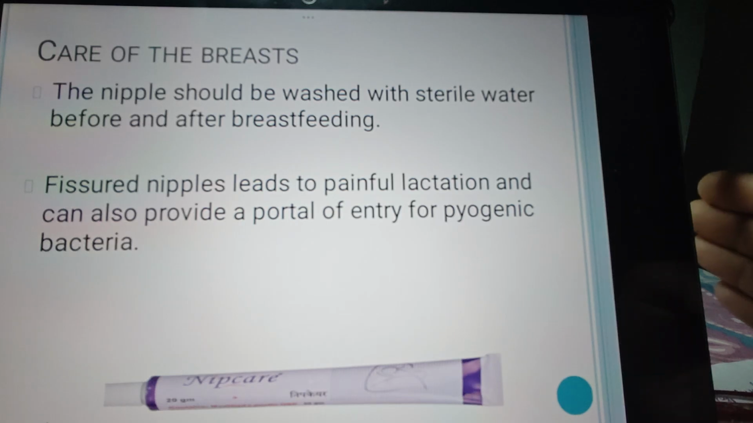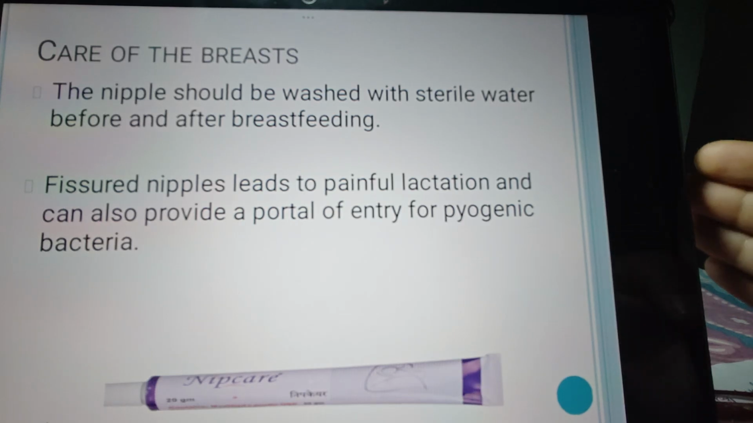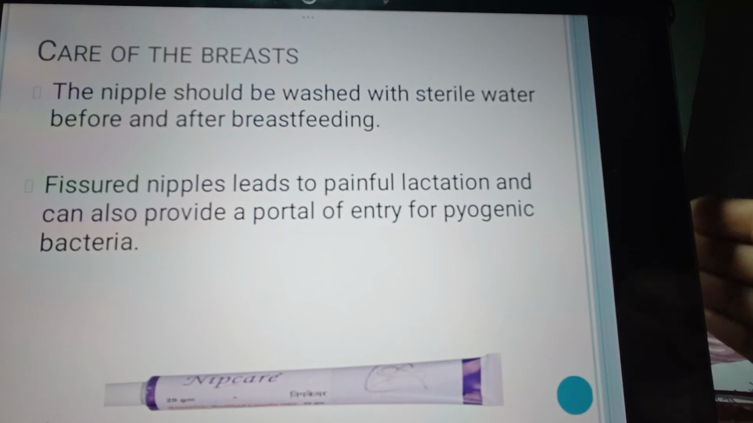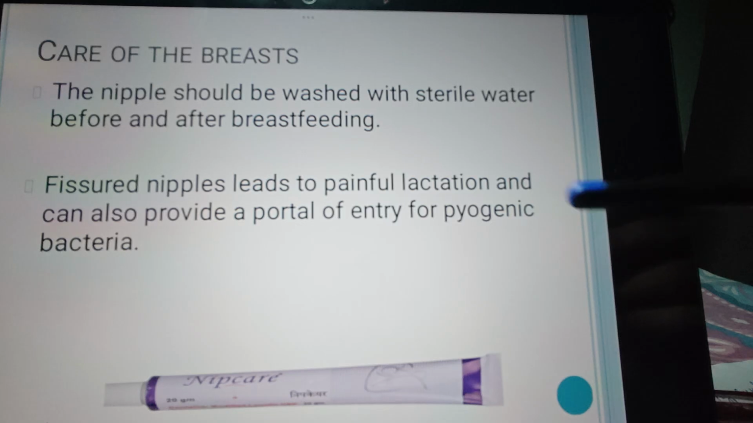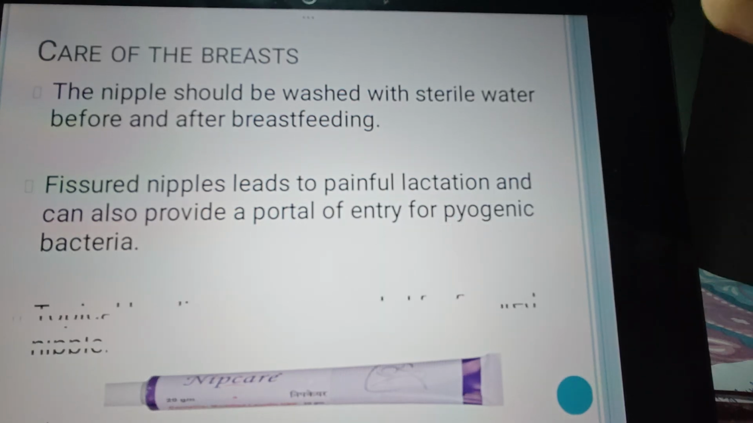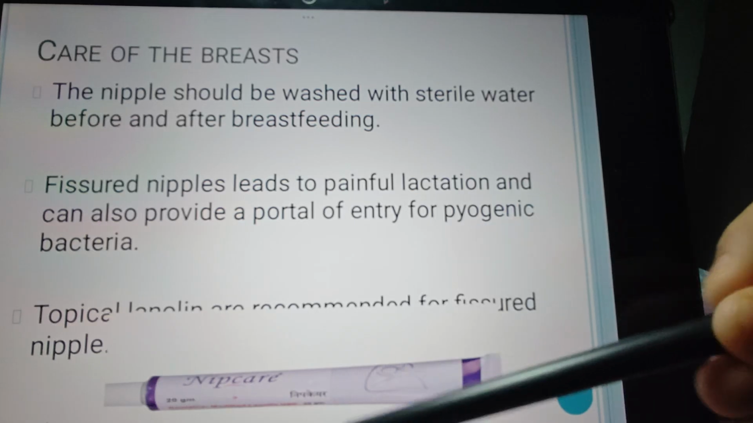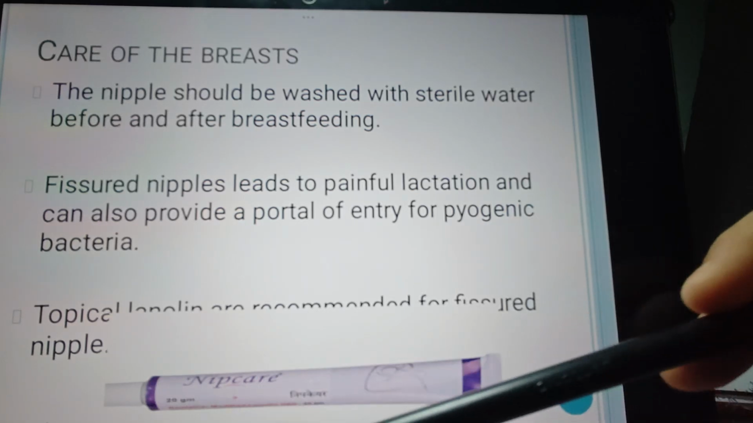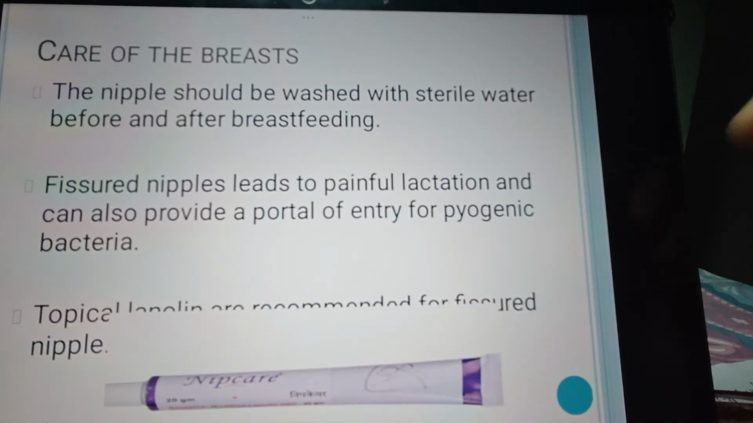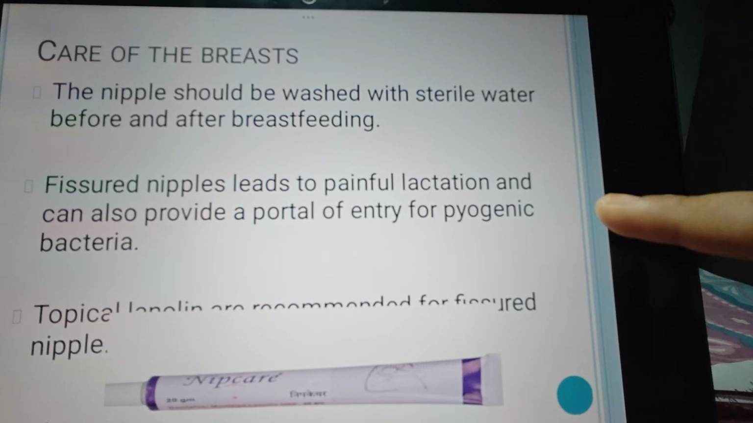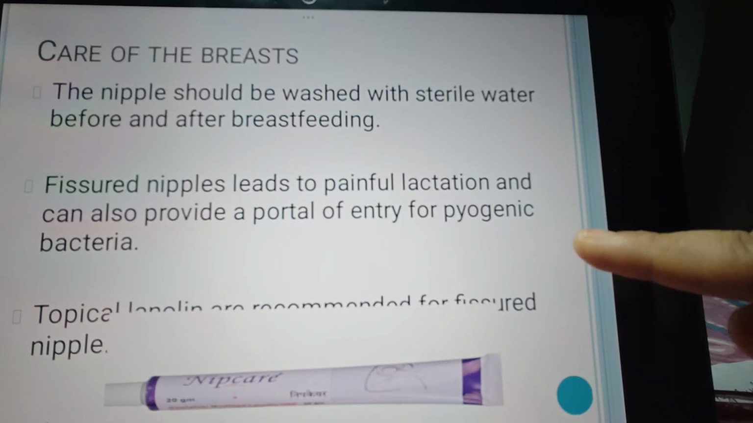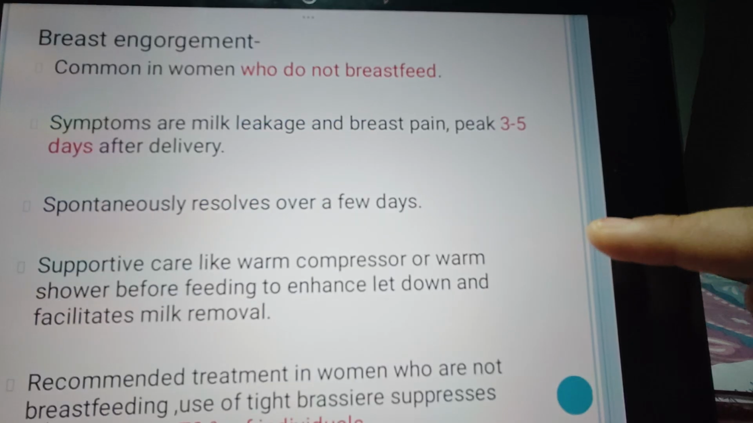Now for the care of the breast, the nipple should be washed with sterile water before and after breastfeeding, and if the nipples are fissured, then this can lead to painful lactation. So an emollient known as a lanolin topical emollient, coming in the form of nip care 20 grams, is applied to the fissured nipple, and these fissured nipples can also act as a portal of entry for pyogenic bacteria.